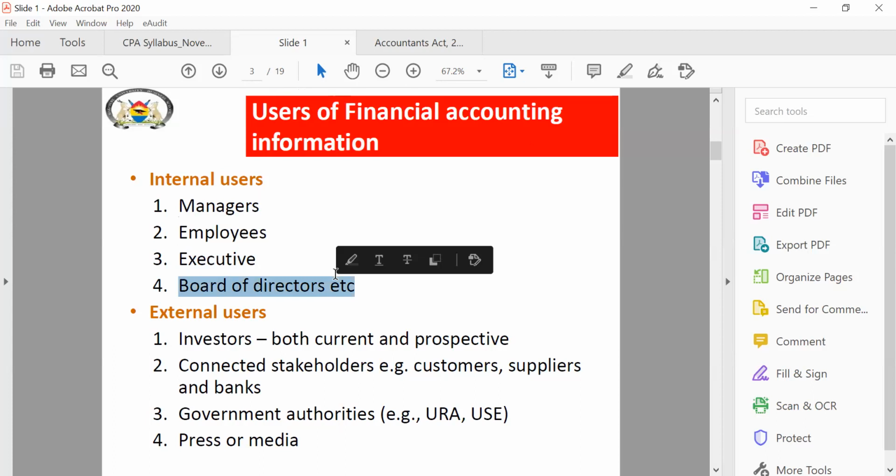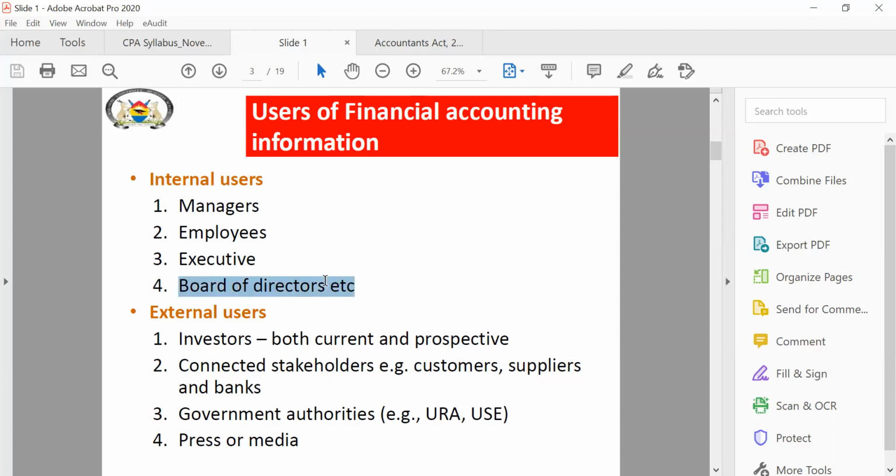Board of directors, these are usually appointed by the shareholders to run the company. For example, right now, we have the board of directors for NSSF that have been in the news over the operation of NSSF. And they are the ones that call down the appointment of the CEO. So the board of directors of any company have the obligation to oversee the running of the organization on behalf of the shareholders.